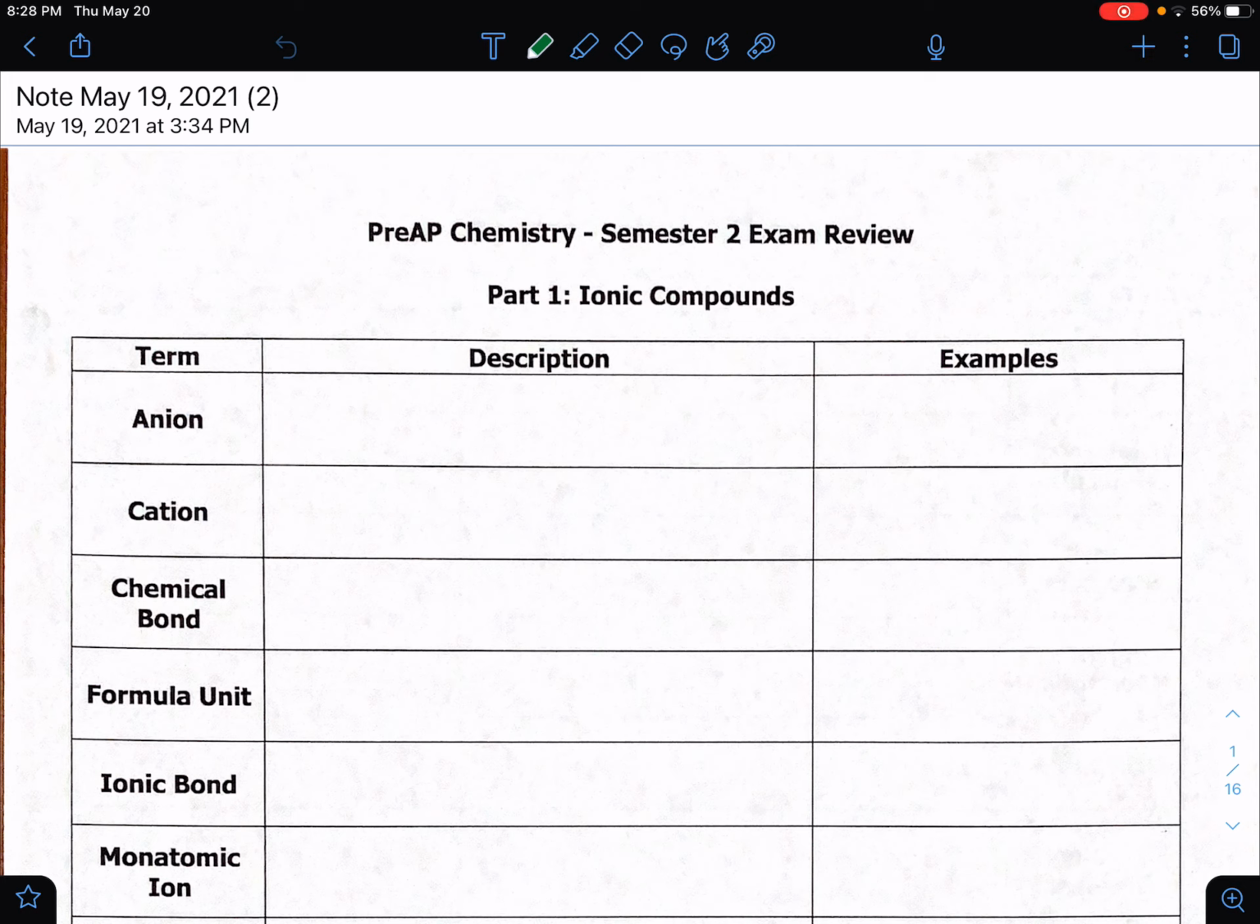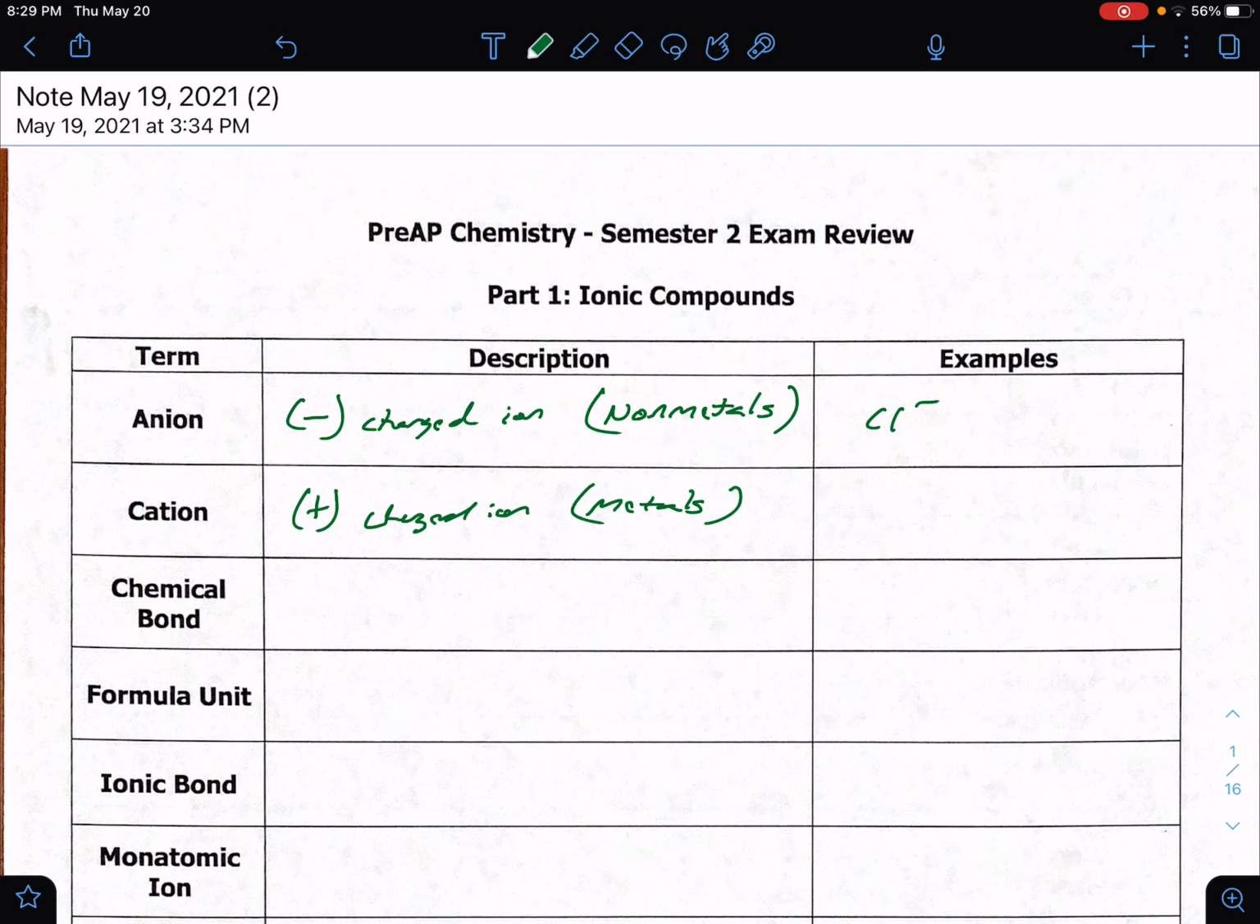So we're going to start with an anion. This is going to be a negatively charged ion, and these are usually going to be your nonmetals. Nonmetals are on the right side of that staircase on your periodic table. An example of that would be Cl minus. A cation is going to be your positively charged ion, and these are usually going to be your metals. Those are on the left side of that staircase on the periodic table. So this would be something like Na+.